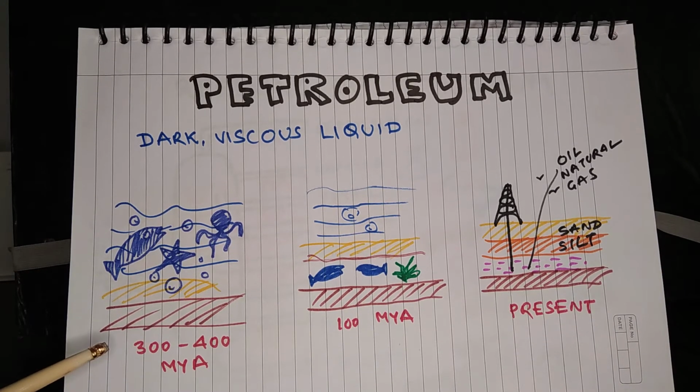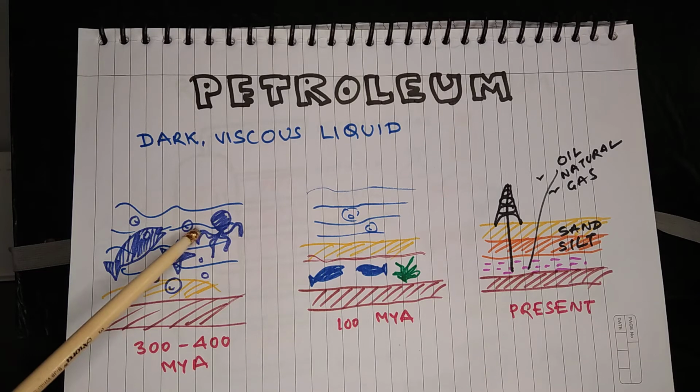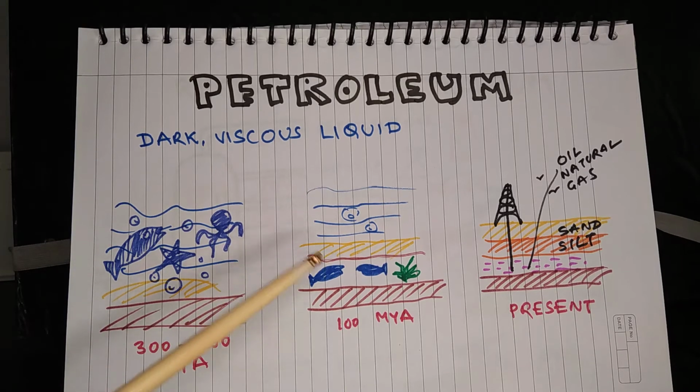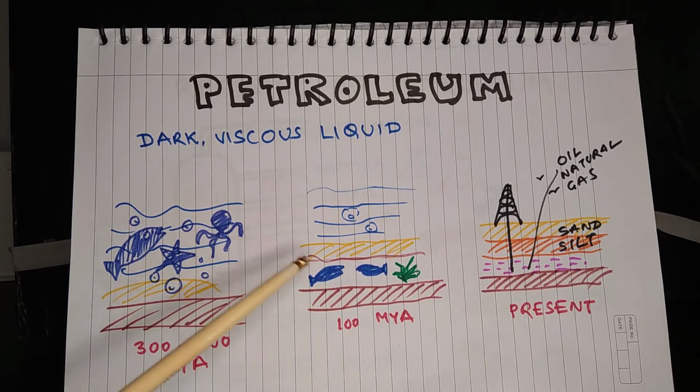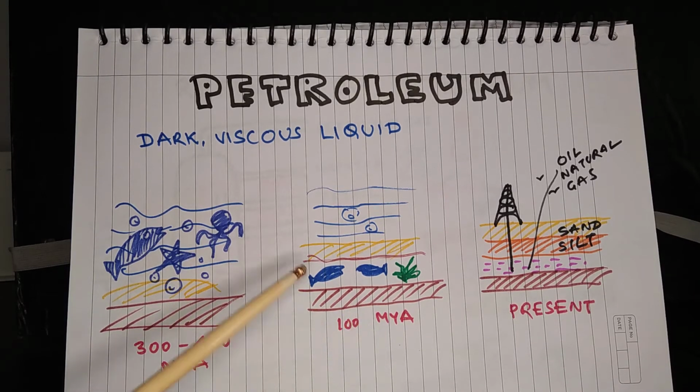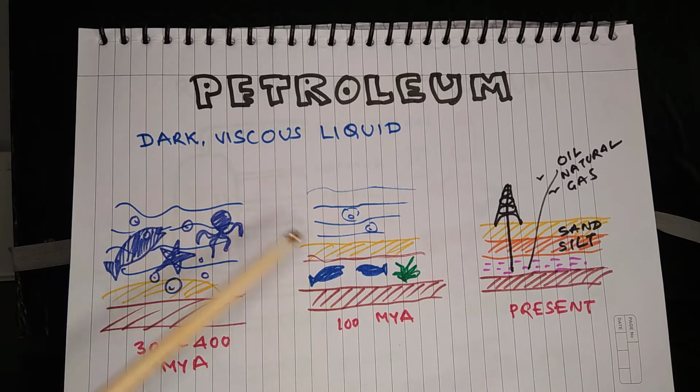Around 300 to 400 million years ago, there were various creatures in ocean, including some plants. Around 100 million years ago, these creatures along with plants got buried under layers of sand. And after that, because of pressure and temperature from the layer above, these organisms got converted into petroleum.